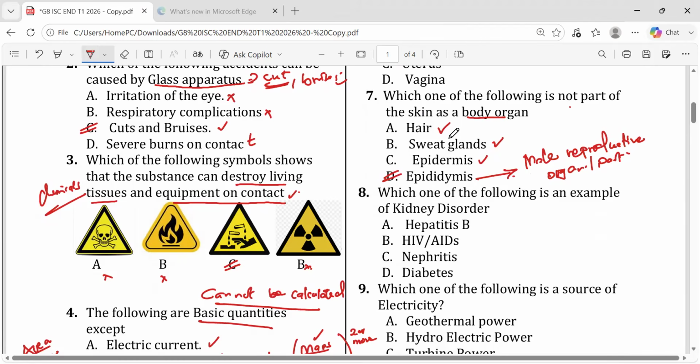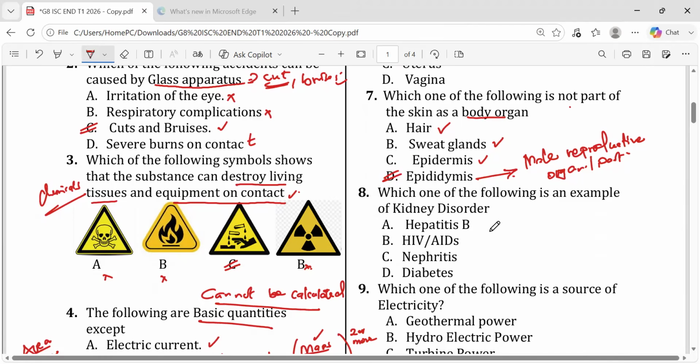Remember, hair in the skin regulates body temperature. Sweat glands also produce sweat. The epidermis protects the underlying tissues from mechanical damage and from germs, bacteria, viruses or fungi that may enter the body. So those are parts of the skin.